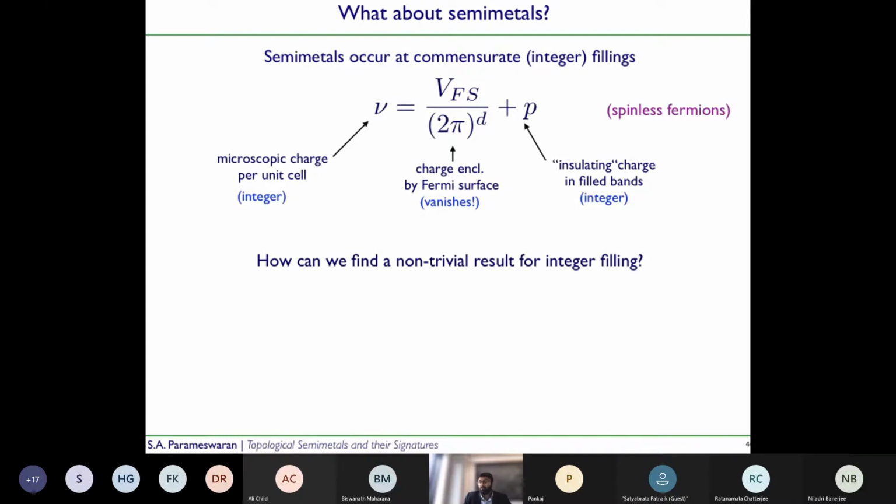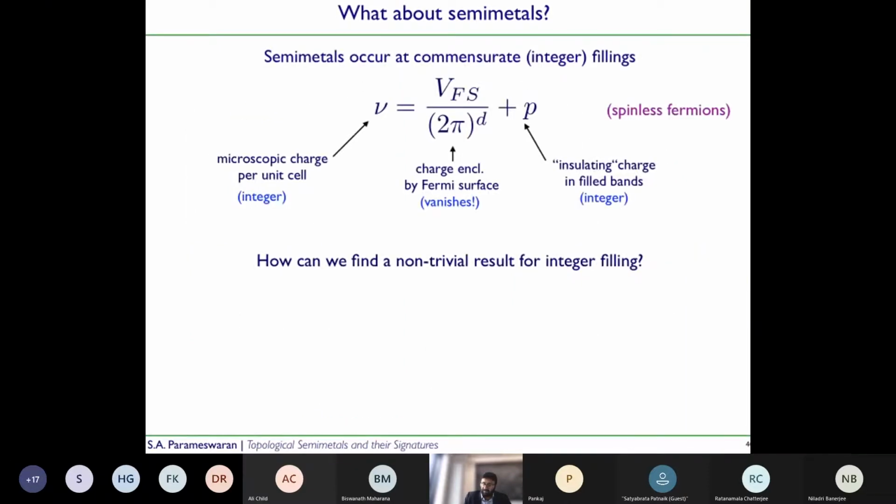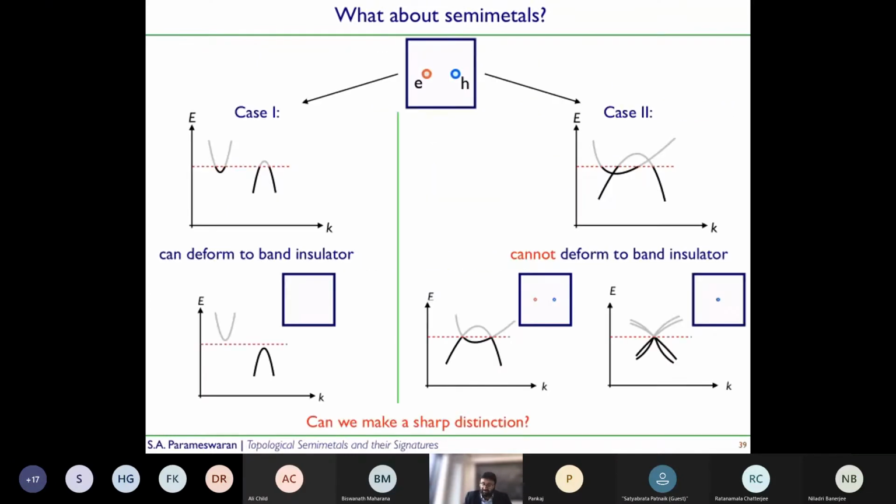So the problem with running the arguments earlier is if I have no Fermi volume in the system, then you can convince yourself that the only way to get that situation with no net Fermi volume is to have an integer number of charges. I'm again forgetting about spin for the moment, to have an integer number of charges per unit cell. And I know that the charge in a filled band can always be an integer. And so that means the charge enclosed by the Fermi surface must vanish. So it seems like I don't get anything protected, that 0 is 0. So what I want to argue is that this zero volume and this zero volume are different.